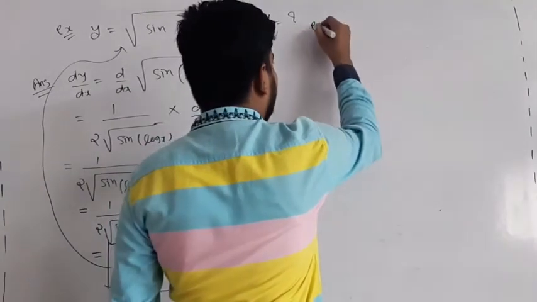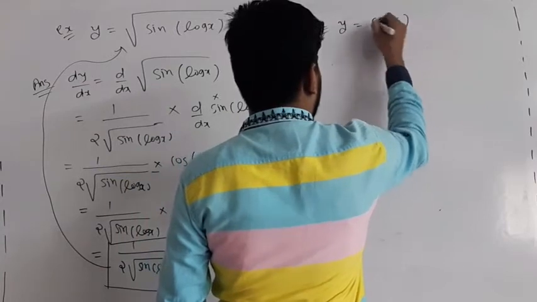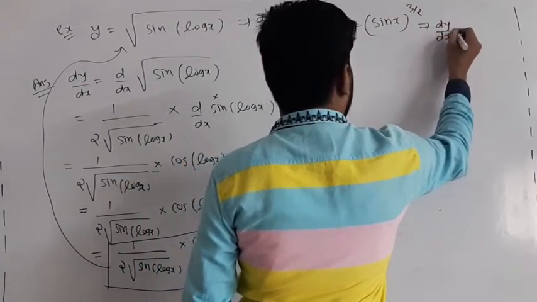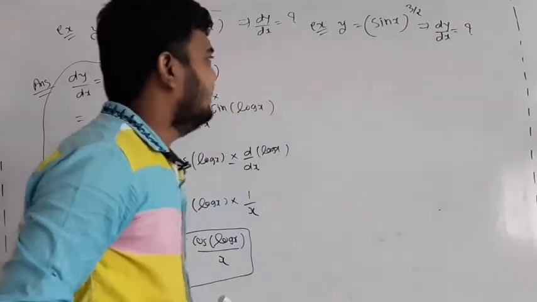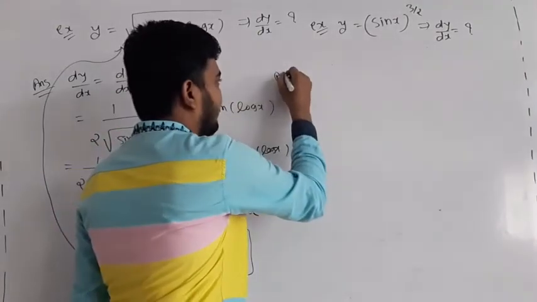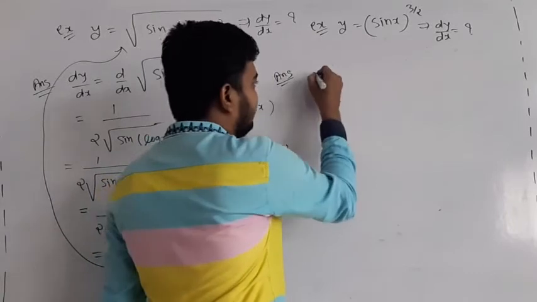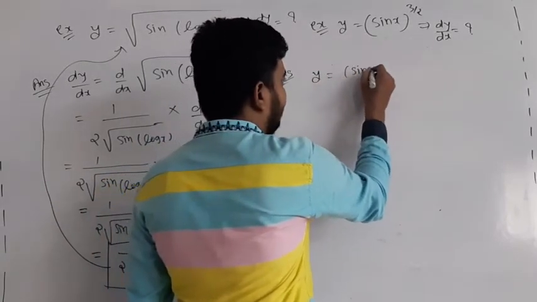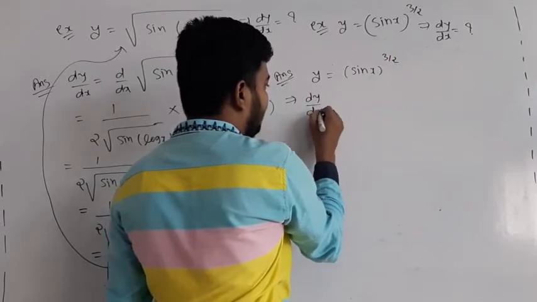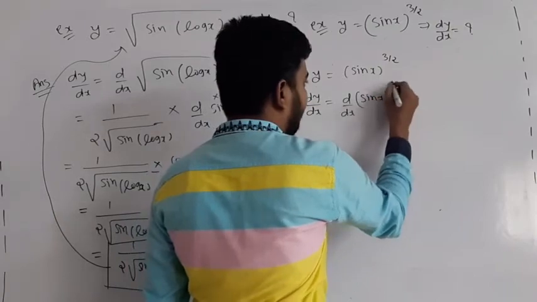So next example is y is equal to sin x raised to 3 by 2, and find dy by dx. Here this sum is very easy amongst the previous sums. So y is equal to sin x raised to 3 by 2, so dy by dx is equal to d by dx of sin x raised to 3 by 2.